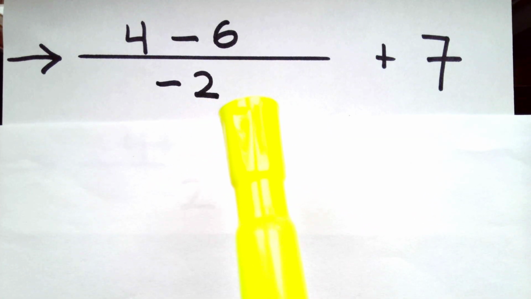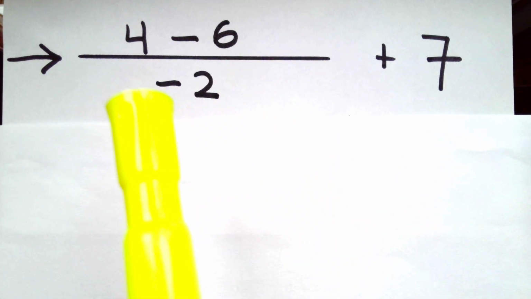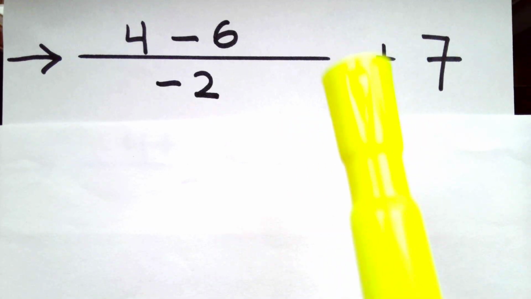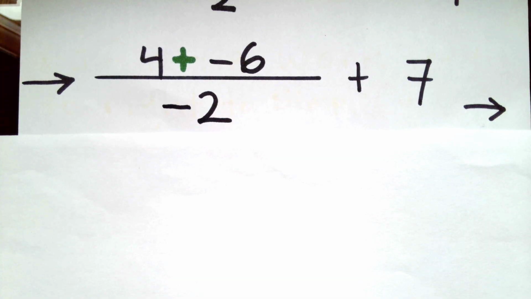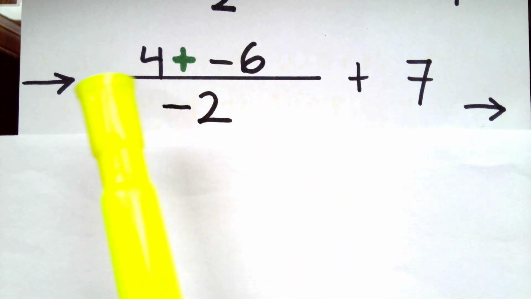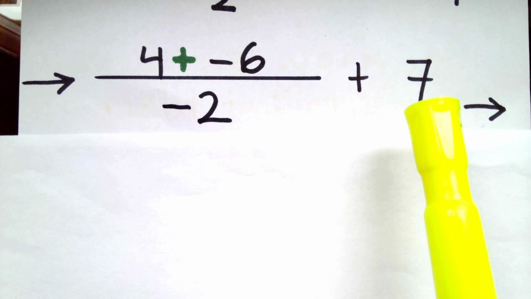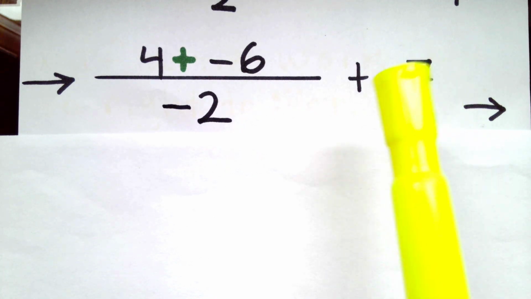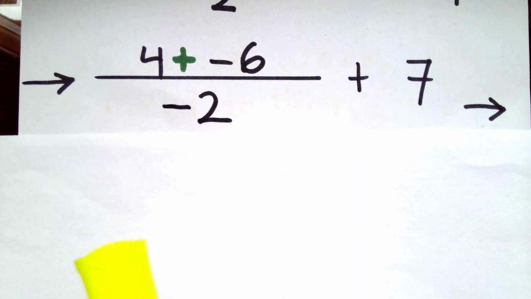So what I will do is I will simplify 4 plus a -6, and then everything else, the -2 in the denominator, that +7, I'm going to rewrite. Okay, and I want to show you this particular step. 4 plus a negative 6 divided by negative 2 plus 7. Okay, everything else I just rewrote. I just add that plus 7 to show you this particular step.